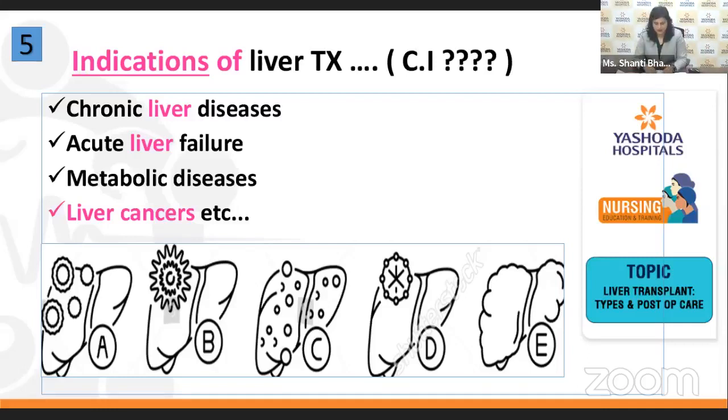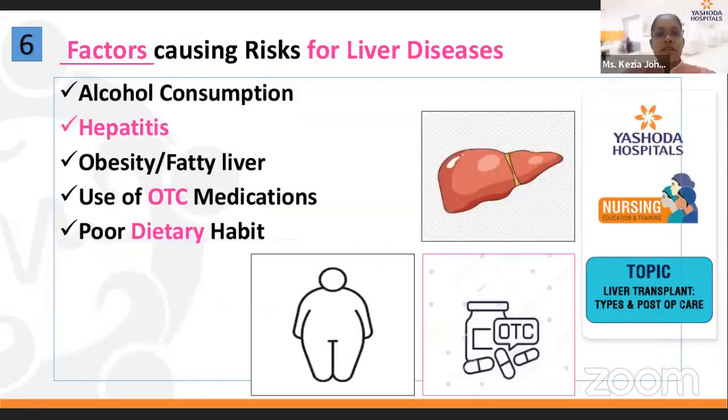Yes, go forward again. Now we are going to discuss some of the risk factors of liver disease: alcohol consumption, viral hepatitis, obesity and fatty liver, overuse of over-the-counter medications such as painkillers and acetaminophen, and poor dietary habits. These are all major causes of liver disease.